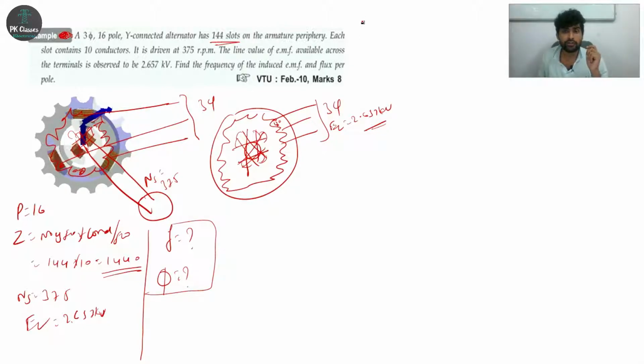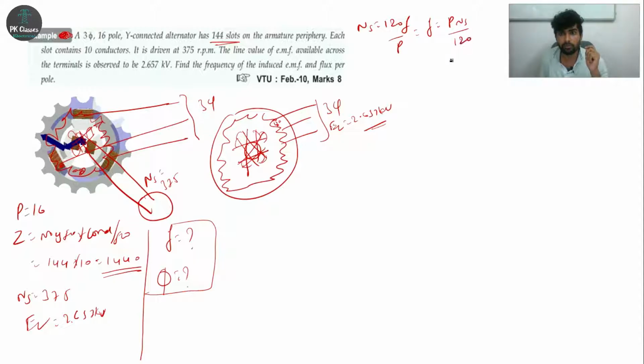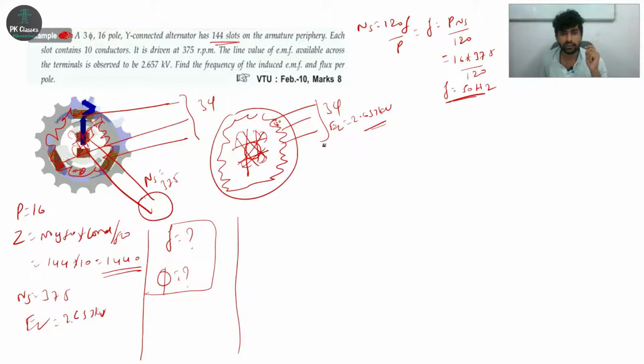How to calculate frequency? Ns is equal to 120f by P. So f is equal to P into Ns divided by 120. Number of poles is 16, Ns is 375, divided by 120. The frequency will be 50 Hertz. Okay, so now we need to calculate flux. How to calculate flux? By using the EMF equation, right?